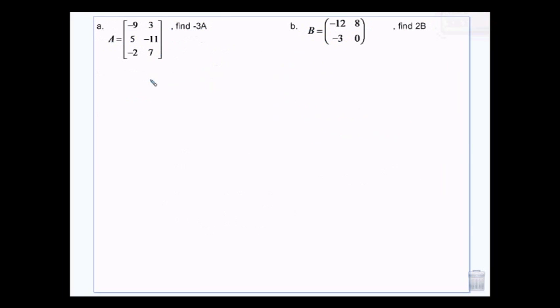Here I've got -3A, so I'm going to multiply everything by -3. So I have 27, -9, -15, +33, +6, -21.